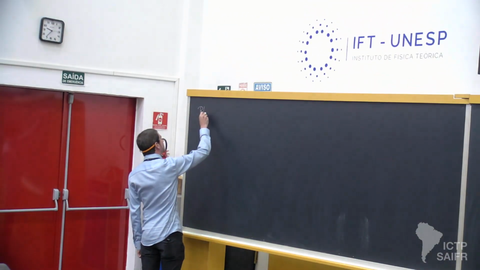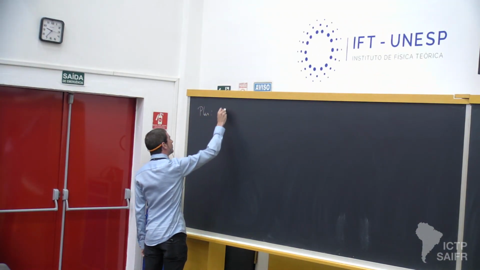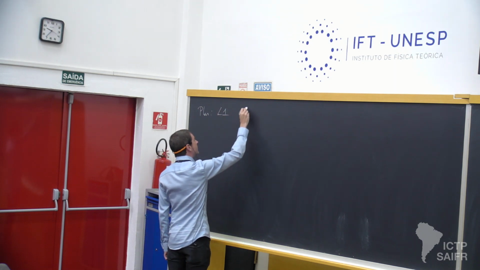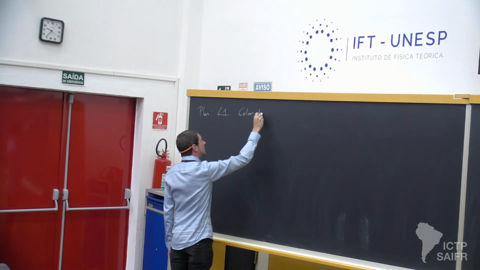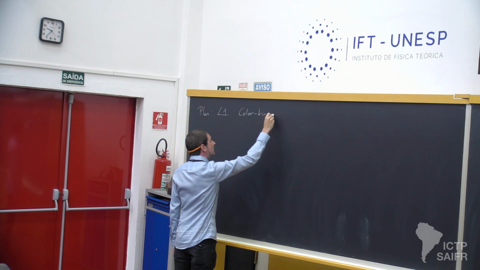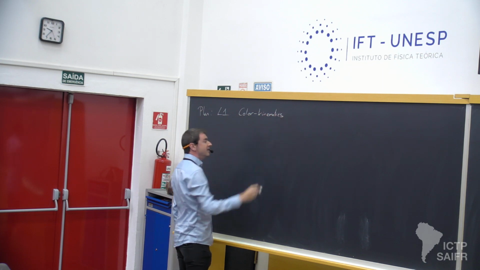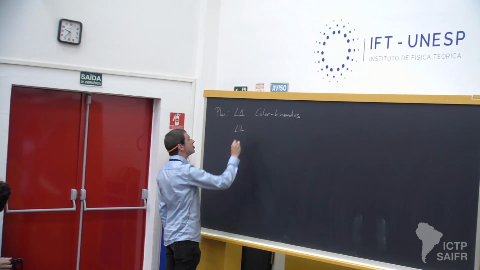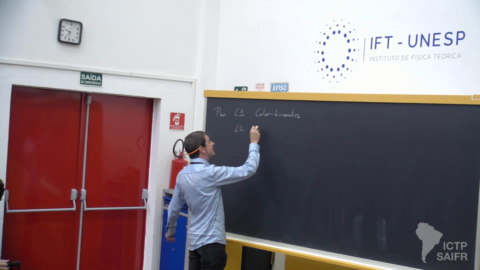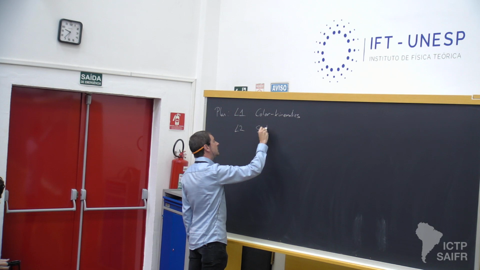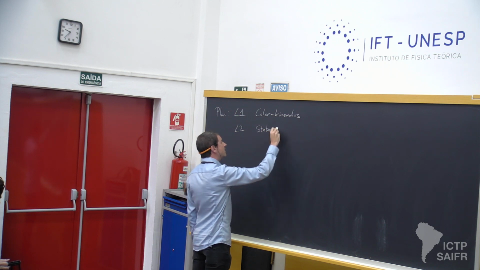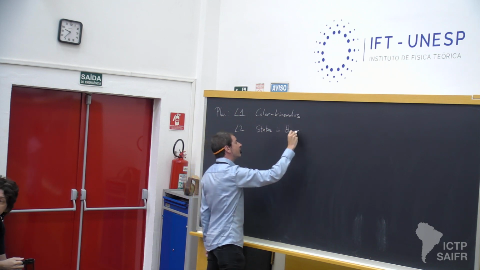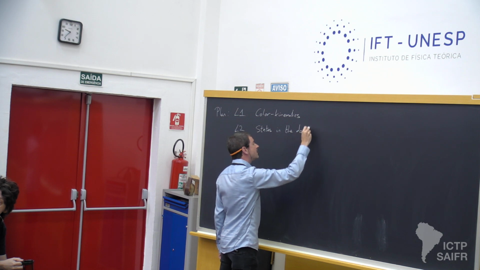That's right. So lecture 1, that'll be today. I'll talk about color kinematics. So this is one of the key aspects of the double copy. Lecture 2, which I think is also supposed to be today, I'll talk about states. States of the double copy. There's some interesting things to say about those, I think.